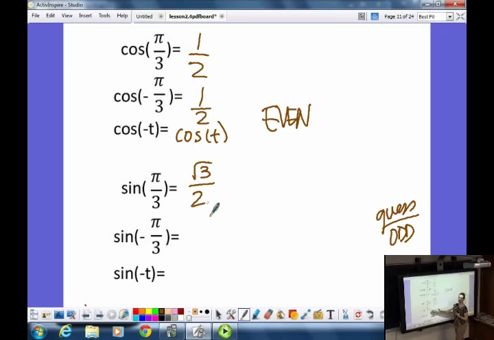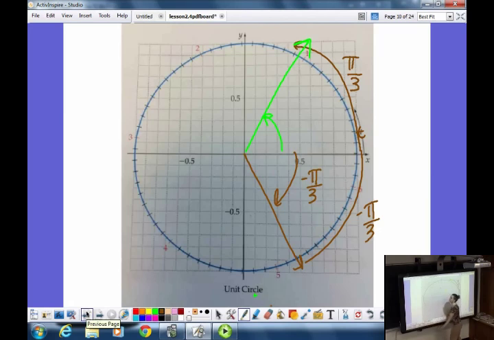So what is sine of negative pi over 3? Why is it negative, Wyatt? Because it's in the bottom half of the circle. Yeah, it's in the bottom half. And what else is negative in the bottom half? The y values. Yeah, the y values are negative for quadrants 3 and 4, and that's how we got sine to be negative as well.